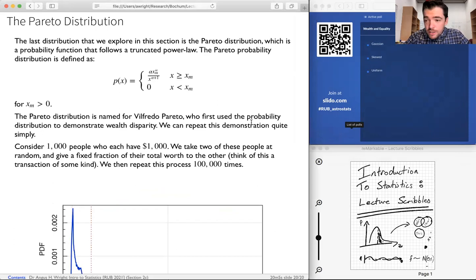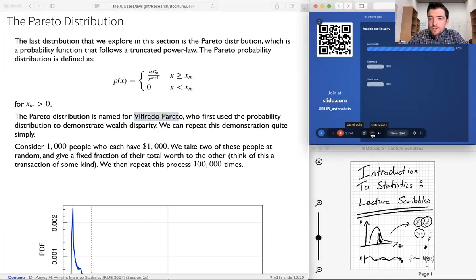Okay, so the final distribution that we're going to talk about is what's called the Pareto distribution, or the power law distribution, or rather truncated power law. The Pareto distribution has this form, so it's a probability distribution, right? So it's sampleable, and it has this form: alpha x_m to the alpha divided by x to the alpha plus 1, and is defined over a domain of x greater than some minimum value x_m, and it's 0 otherwise. It's named after Vilfredo Pareto, who used it very famously in a demonstration of wealth disparity, which probably gives you an indication of where this is going.